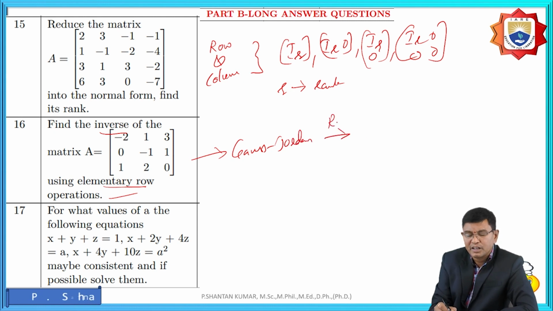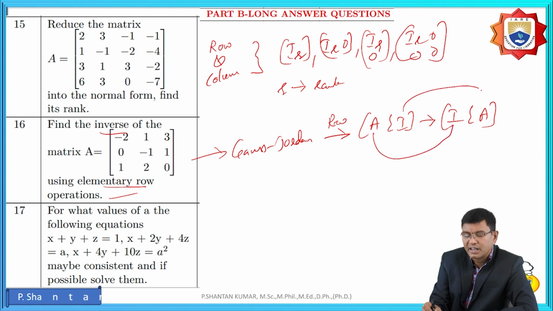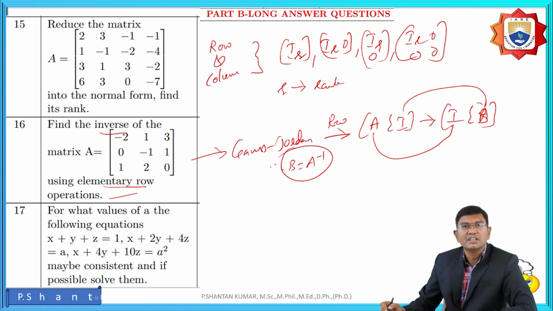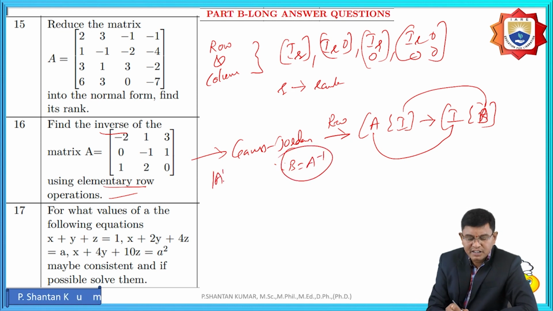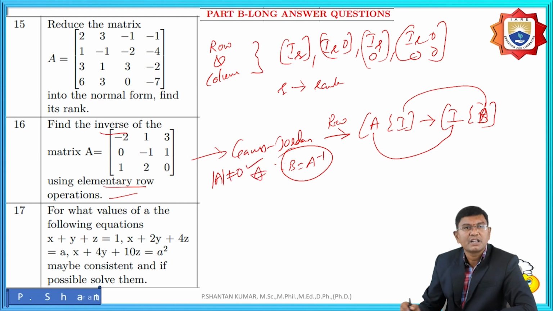Using the Gauss-Jordan method by applying row operations, the matrix [A | I] is reduced to [I | B], where B is nothing but the inverse of the matrix. Here also we require the condition that determinant of A is not equal to 0. That is important to remember.